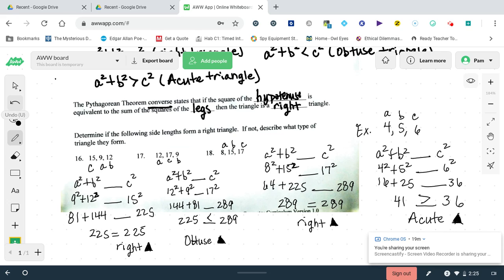All right, and that's it for the Pythagorean converse. The converse says you can tell if it's a right triangle if a squared plus b squared equals c squared. And then I added on, you can also tell if it's acute if a squared plus b squared is greater than c squared. You can tell if it's obtuse if a squared plus b squared is less than c squared. All right, that's it. I stayed under 20 minutes.